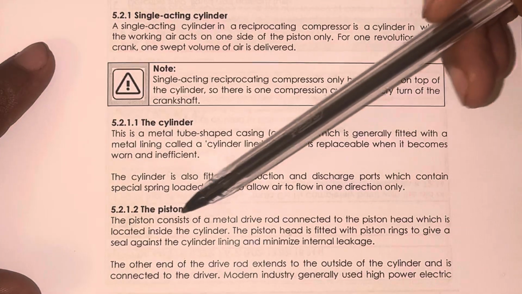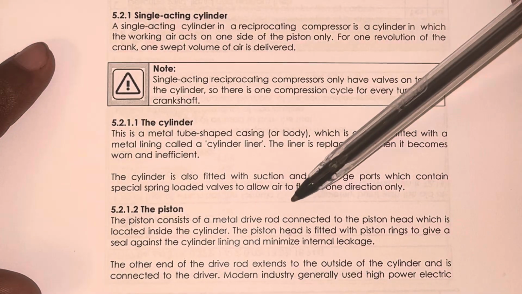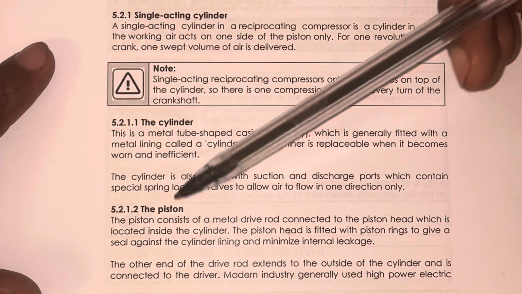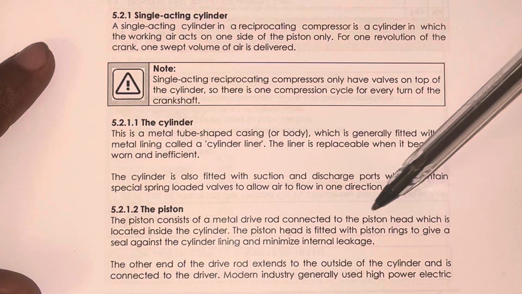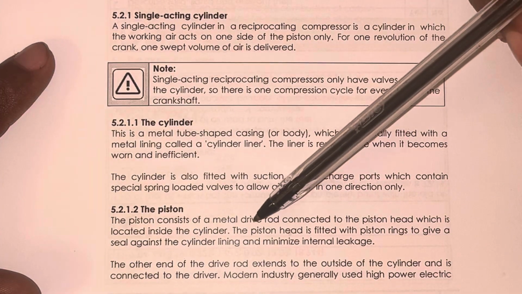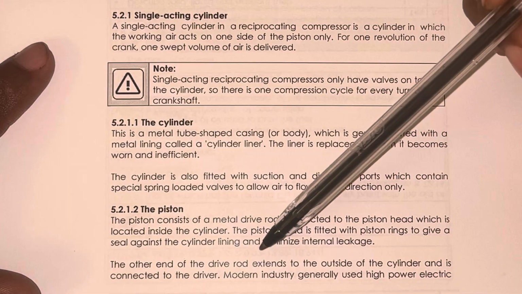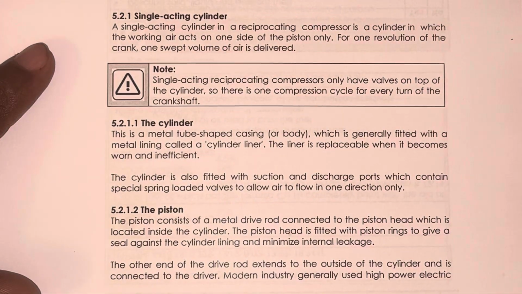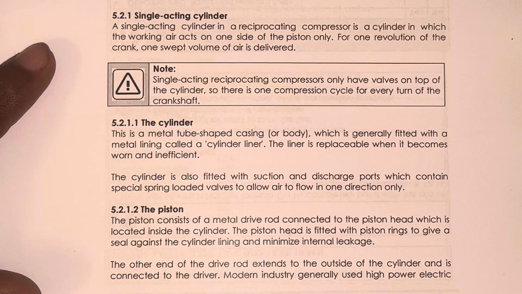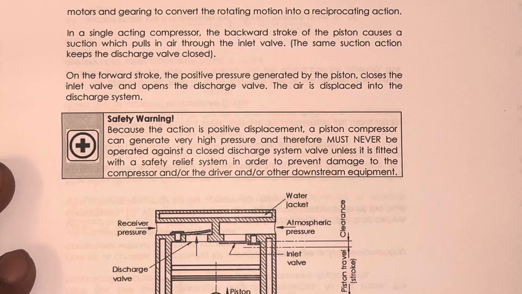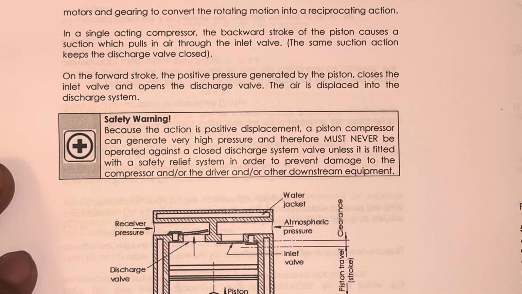The piston, okay? The piston consists of a metal drive rod connected to the piston head which is located inside the cylinder. The piston head is fitted with piston rings to give a seal against the cylinder lining and minimize internal leakage. The other end of the drive rod extends to the outside of the cylinder and is connected to the driver. Modern industry generally uses high power electric motors and gearing to convert the rotating motion into a reciprocating action.